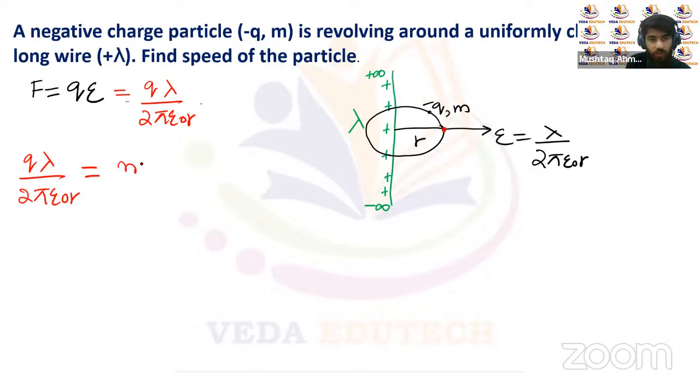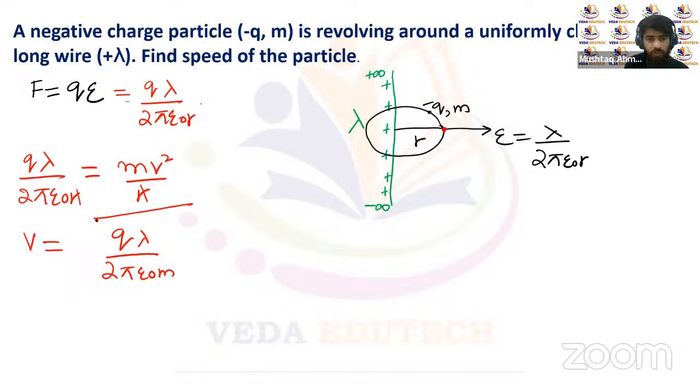So it has to be equal to mv squared upon r. From here we have to calculate the speed of the particle. r and r will get cancelled, and we'll be left with the value of v as the square root of q lambda upon 2 pi epsilon naught m. So this will be the value of velocity for this charge, which is moving in a circular path because of the attractive electrostatic force between the charge minus q and the infinite line charge of charge density lambda.